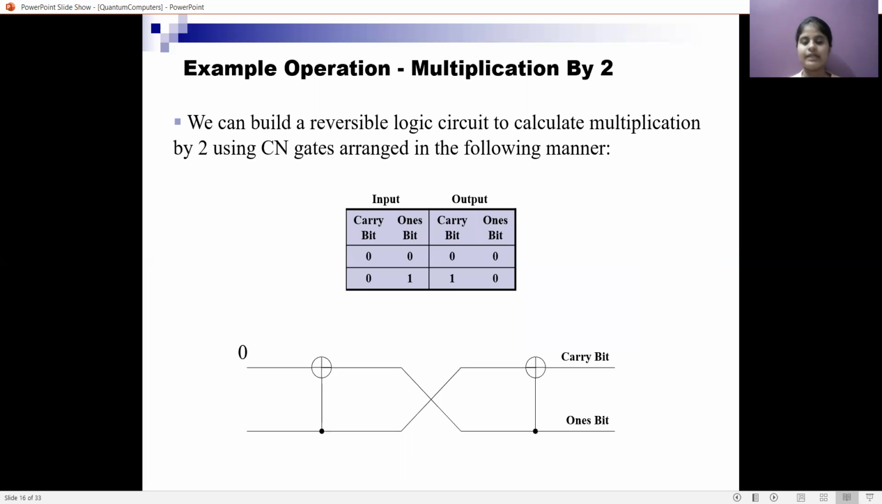Example operation. Let's see what happens when we multiply by 2. We can build a reversible logic circuit to calculate multiplication by 2 using CN gates arranged in the following manner.